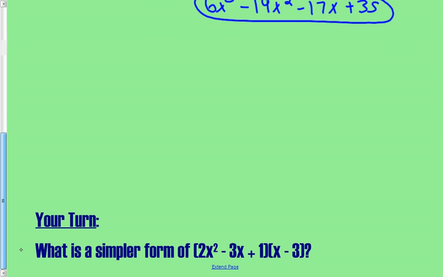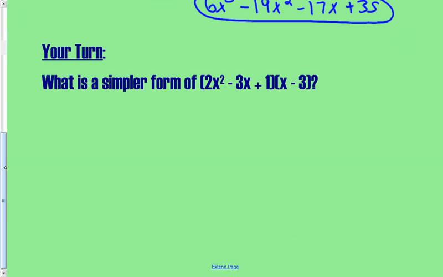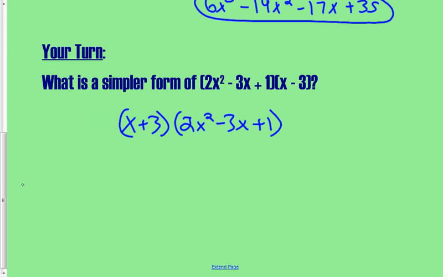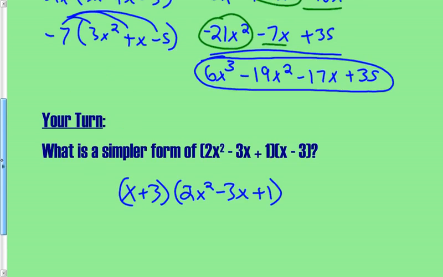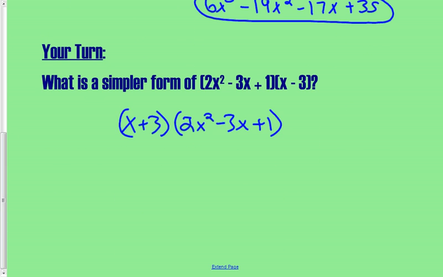Or an example here, which I'd like you to try on your own, doing that same exact type of thing. Give you a hint here. Rearrange it first. Put the x plus 3 in front, and put the 2x squared minus 3x plus 1 in the back, and then distribute the two different parts. Okay? So here's how I'm going to do it. This time we're just going to distribute. I'm not going to take them apart.